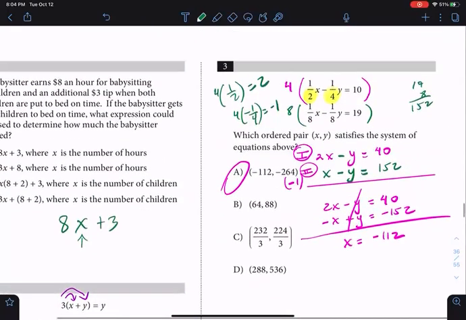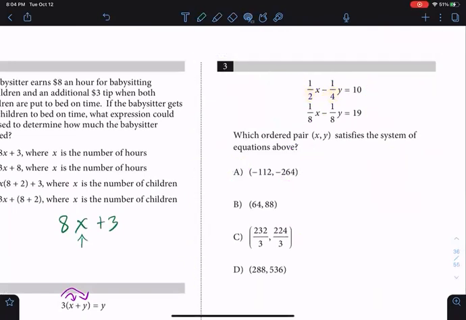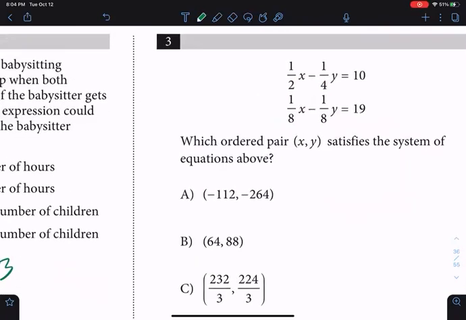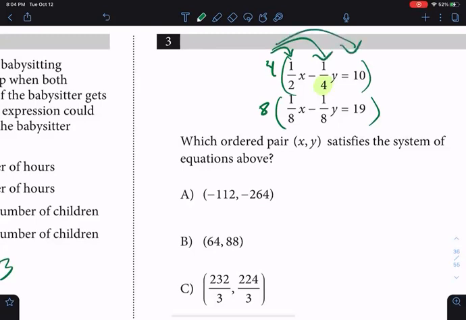Okay, next. This one is straightforward. When you want to solve a system of equations that has fractions, just look at the number that is the greatest and multiply everything by that number. And here, since both numbers are the same, I'm going to multiply by 8. So if you distribute, you're going to simplify this. So this is going to be 2x minus y equals 40, and this is going to be x minus y equals 19, right?